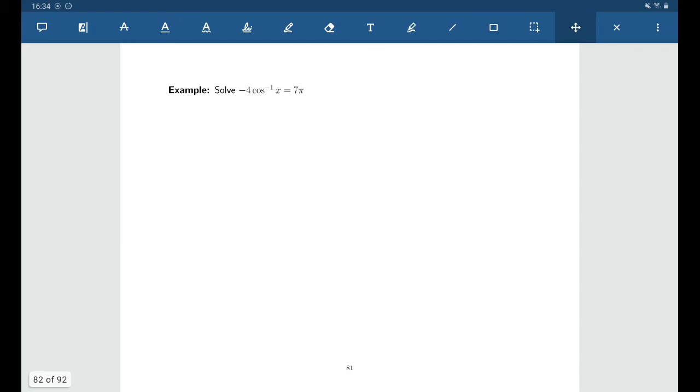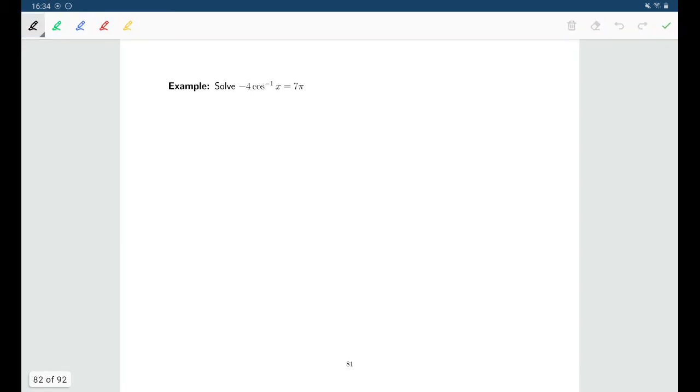One more for fun. We have negative 4 cos inverse of x equals 7 pi. So I'll isolate that inverse cos function. Oh, I dropped my negative. There we go, that's better. And here's where I'm going to pause for a second.